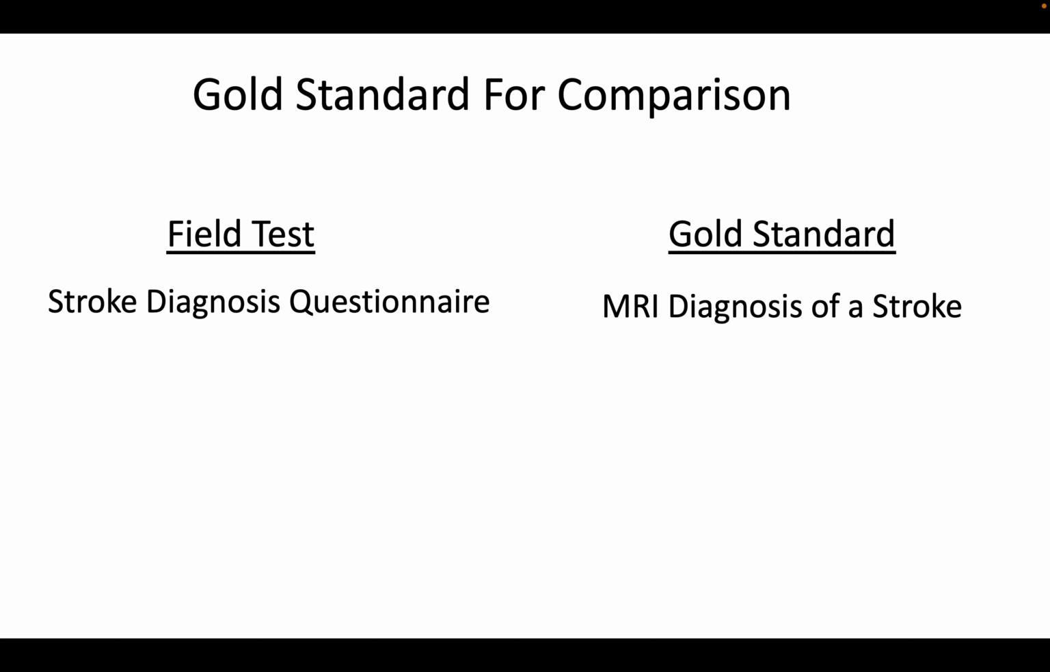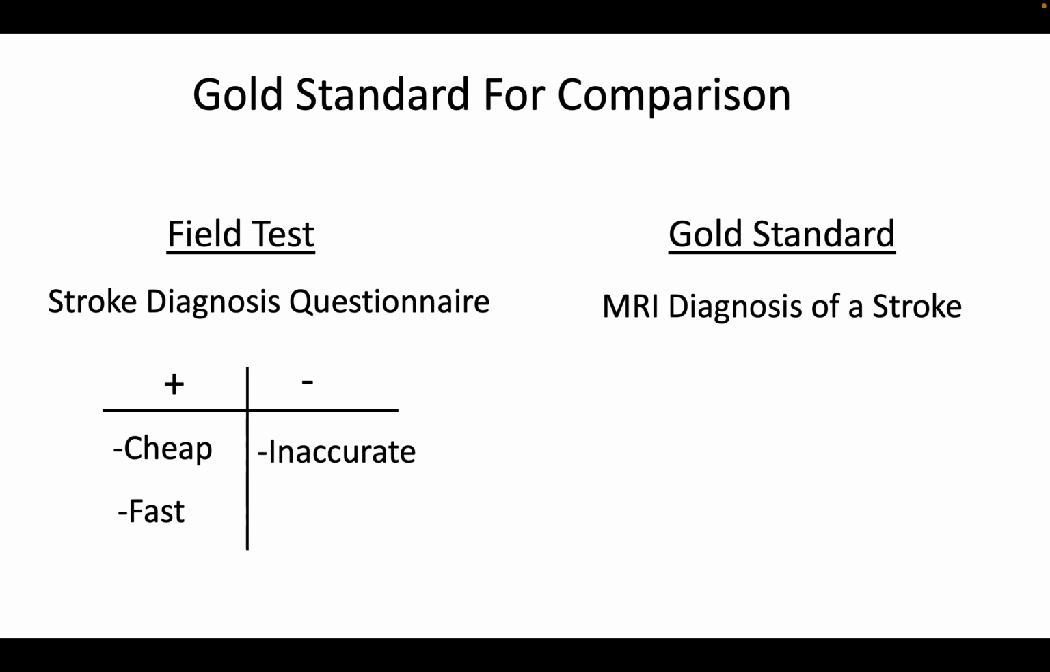So just to illustrate this, an example of a field test is a questionnaire that you can administer either to someone who may have experienced a stroke or a family member of that person who can answer on their behalf. And that might give some information about how likely it is that they truly had a stroke. Well, the gold standard would be something like an MRI diagnosis of a stroke, where it's pretty certain. And they both have their relative strengths and weaknesses.